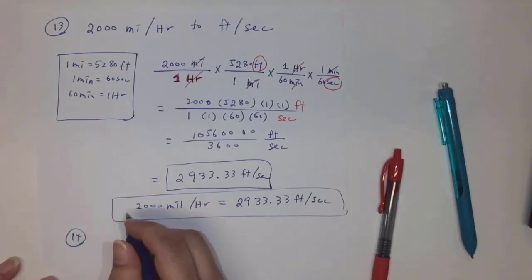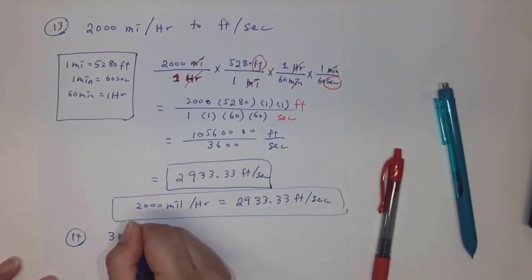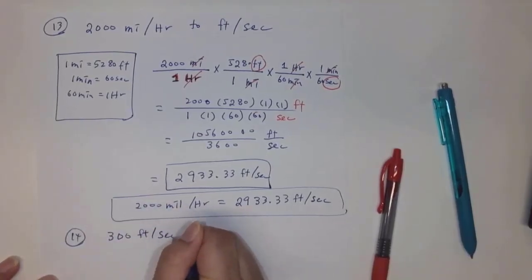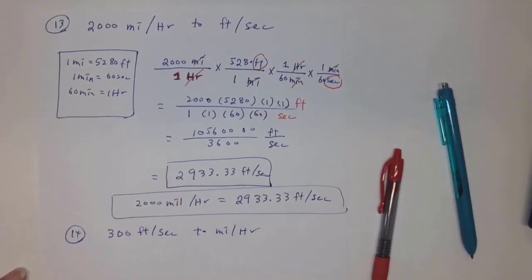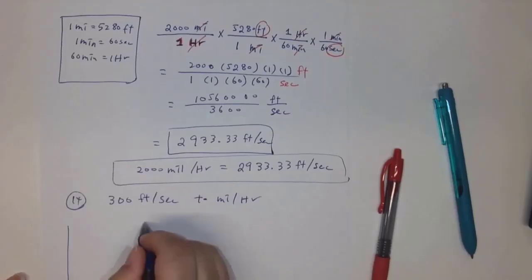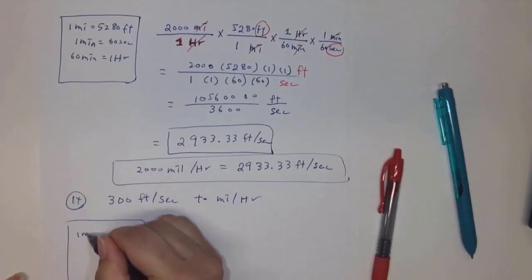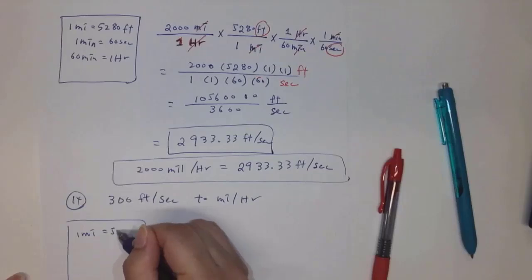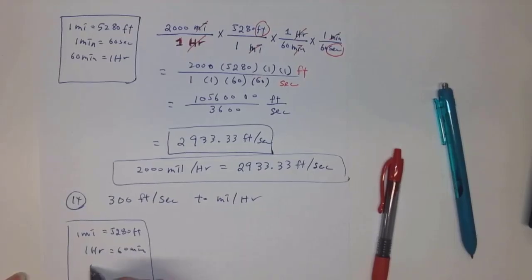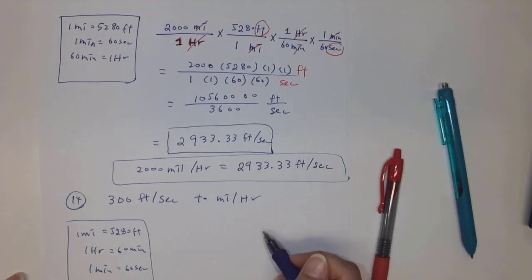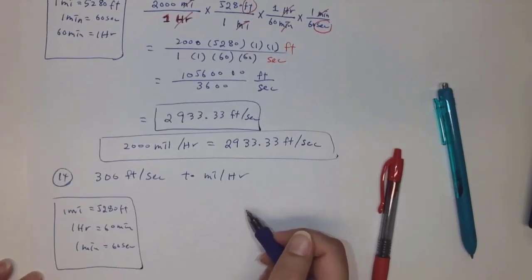The last one we have is 300 feet per second to miles per hour, right? So pretty similar to the things that you're gonna need. 1 mile is going to be 5280 feet again. 1 hour is 60 minutes. 1 minute is 60 seconds. Is it okay? So you list the things that you're going to use.